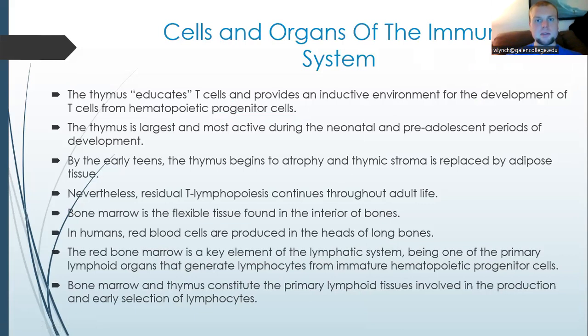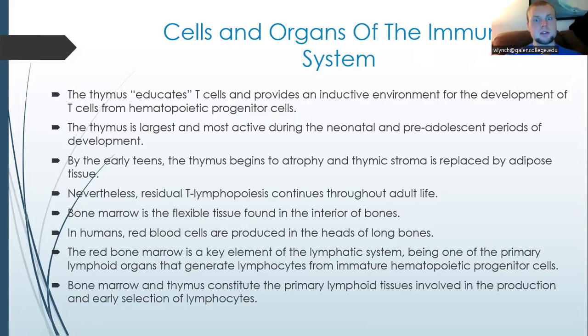So talking about the specific cells and organs, again, we start with the primary lymphatic tissue of the thymus. The thymus is going to be the area where the T cells become educated, so to speak. This is going to provide an environment for those T cells to mature. Thymus is going to be the most active and largest during the neonatal period and also early childhood.